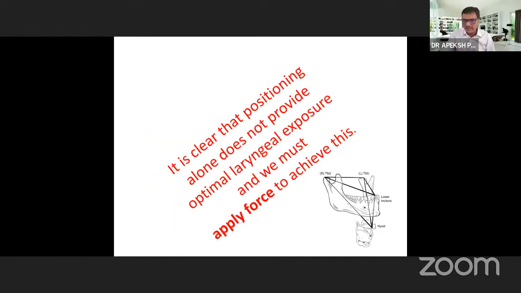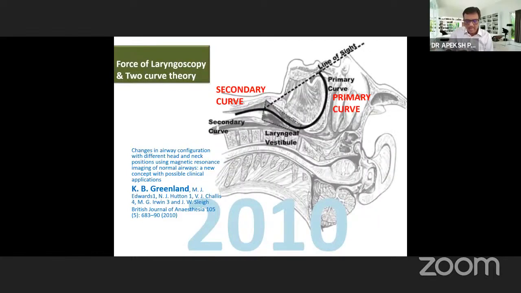So it's very clear that position alone does not provide optimal laryngeal exposure. We must apply force to achieve optimal exposure. So it's now clear that we need to apply force for direct laryngoscopy. Is it possible to reduce the requirement of the force? Yes. How? Look at this.